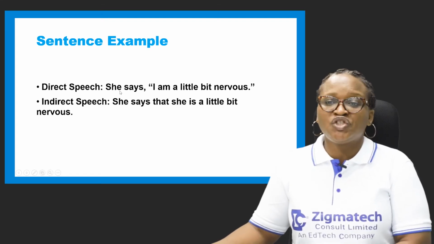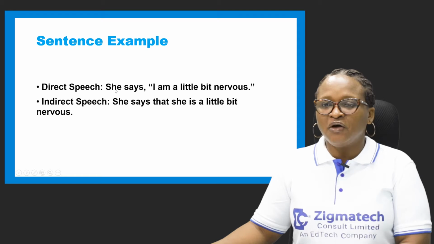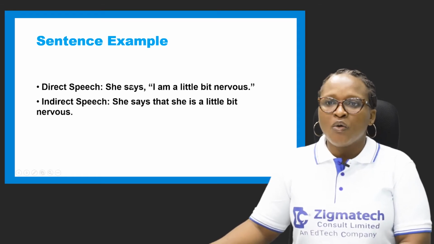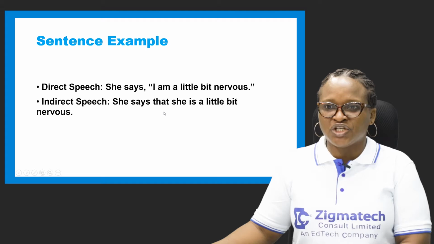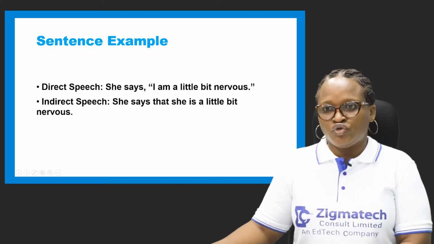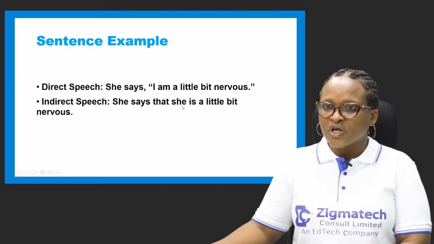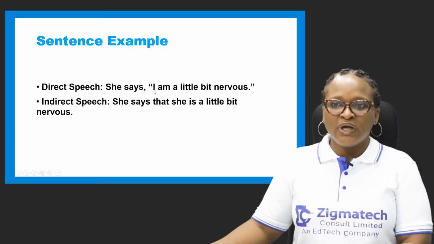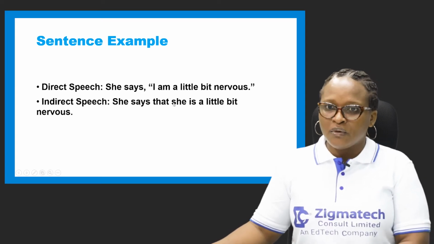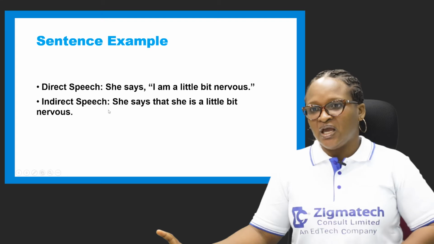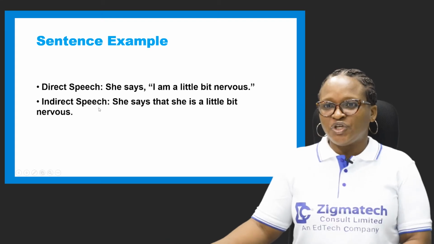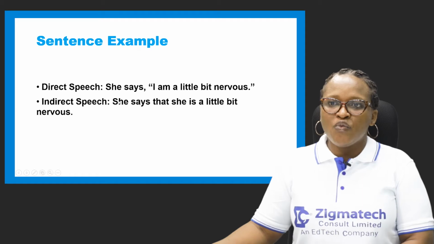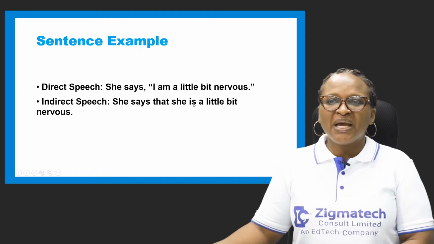Your reporting speech is she says. And what is the subject of she says? That is she. So if I had he here, while changing to indirect speech, I will change this I to he, not she. So I is likened to a male or a female once you want to change it to the indirect speech. Now the indirect speech says, she says that she is a little bit nervous. We are changing am to is because I'm reporting.